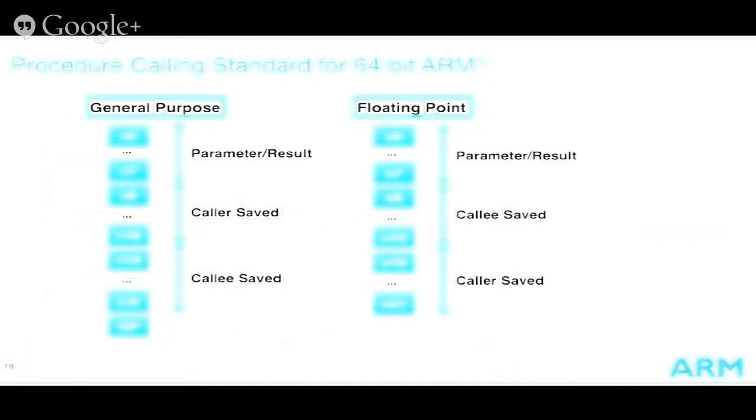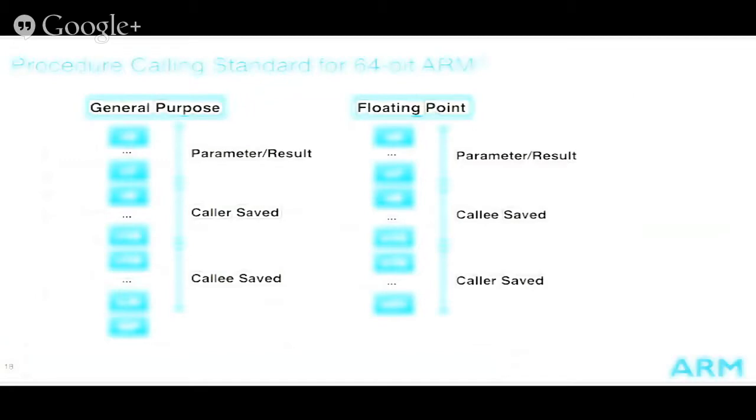So probably most of you are familiar with this slide again, but I think it's really useful for what's about to follow and what I'll discuss in the following slides. The ARM64 procedure calling standard is different from the 32-bit one. As you can see, for 64-bit ARM, we have two register banks: the general purpose register bank, where we have 31 general purpose registers, and the floating point register bank, where you have 32 vector floating point registers.